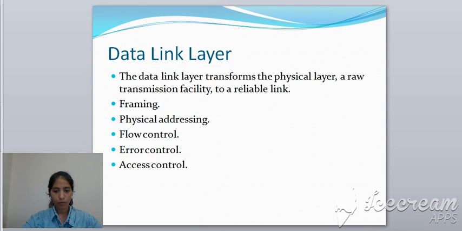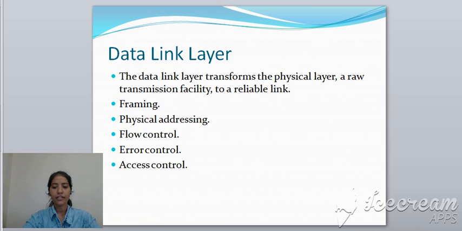Second layer in OSI model is data link layer. The data link layer transforms the physical layer, a raw transmission facility, to a reliable link. It makes the physical layer appear error-free to the upper layer in the OSI model. Framing. The data link layer divides the stream of bits received from the network layer into manageable data units called frames. Physical addressing. If frames are to be distributed to different systems on the network, the data link layer adds header to the frame to define the sender and or receiver of the frame.